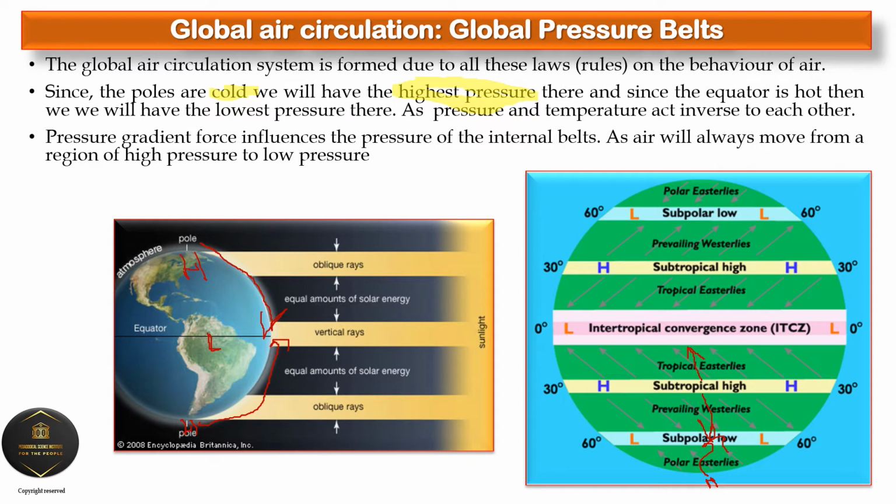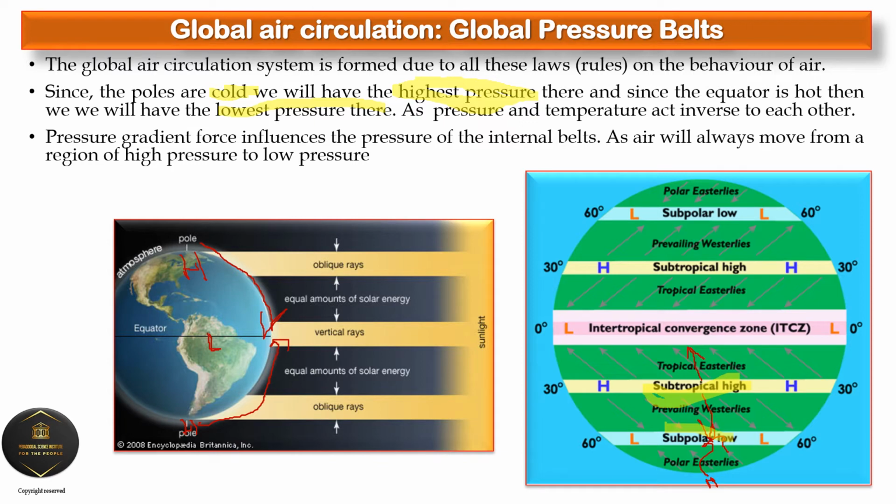That in the poles, now just to summarize, as we said, the poles are cold, and therefore we'll have the highest pressure there. And since the equator is hot, we will have the lowest pressure in the equator, because it is hot. Now, as pressure and temperature act inverse or opposite to each other, the pressure gradient force will influence the pressure of the internal belts. These are the internal belts, the subtropical high and the subpolar low.